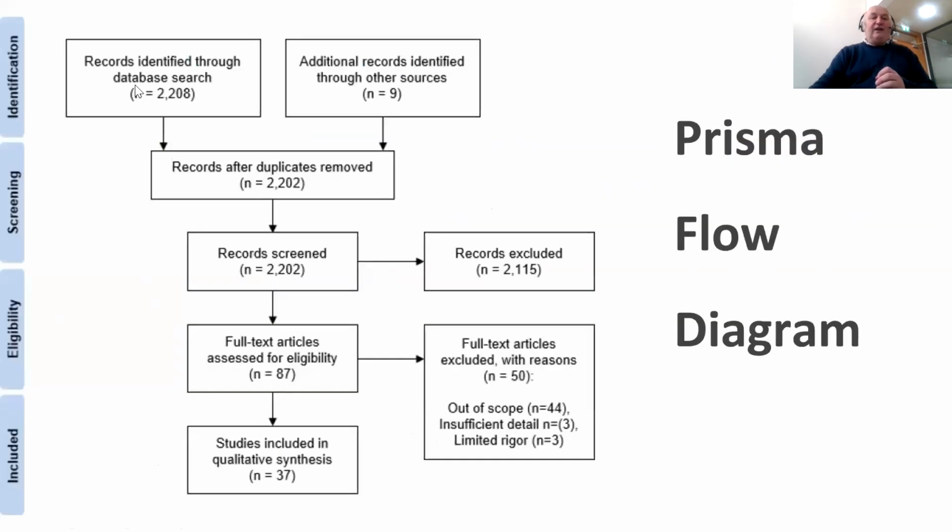And this is the PRISMA flow diagram, and this is really important to help you document the searching and the screening process. So I would recommend, as soon as you start doing your search for real, that you start filling this in, because it's very easy to forget the exact details.